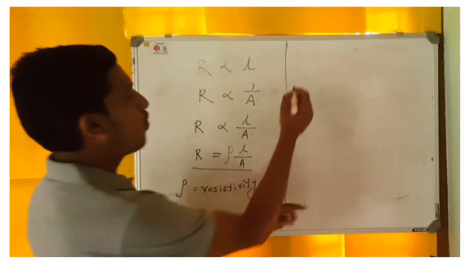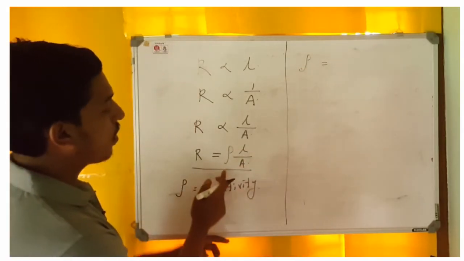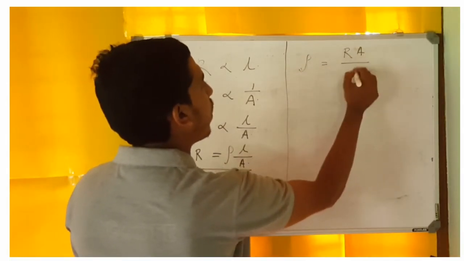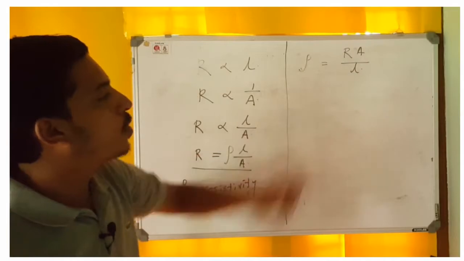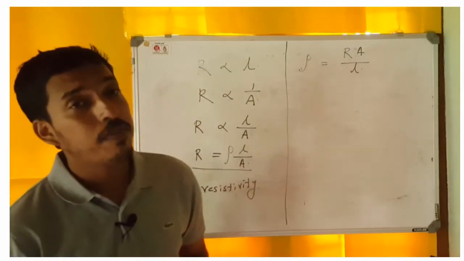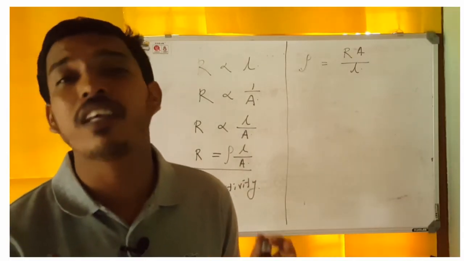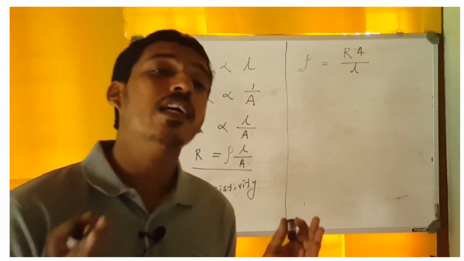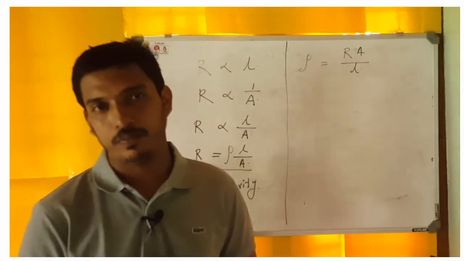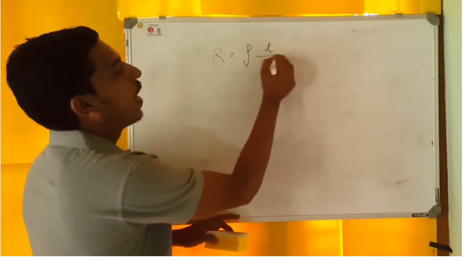From this equation, we are rearranging it. When we rearrange this, we will get resistivity rho is equal to R into A by L. So this is the mathematical expression for the resistivity of a conductor. This equation says that the constant of proportionality rho, the resistivity, does not depend on the dimensions of the conductor. It only depends on the nature of the material, which means this is one of the fundamental properties of a conductor.